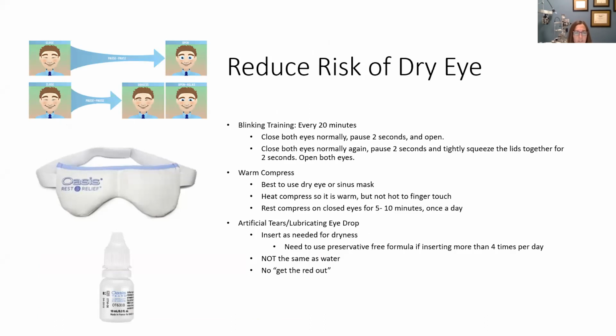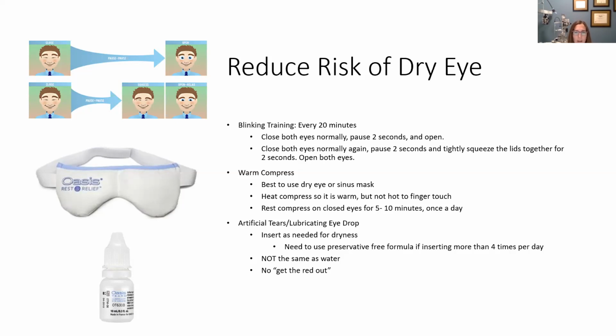There was a doctor who developed these two exercises. The first one is to stop and close your eyes normally for 2 seconds and then open them, to help spread the tears along the surface of your eye. The second one is to close your eye, but then squeeze it shut. That helps stimulate the release of the tears, and then open them back up. So just take some time to think about blinking, because you're likely not blinking as much as you should be. The goal is every 20 minutes, but if you're doing it more regularly, then you don't have to think about it as much. It just becomes more of a habit.